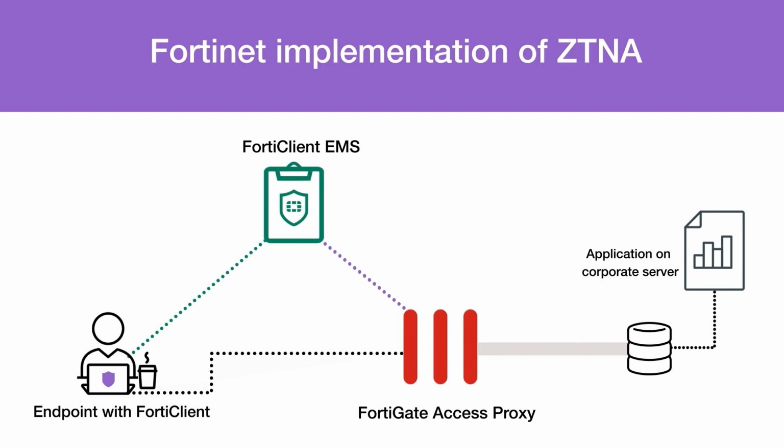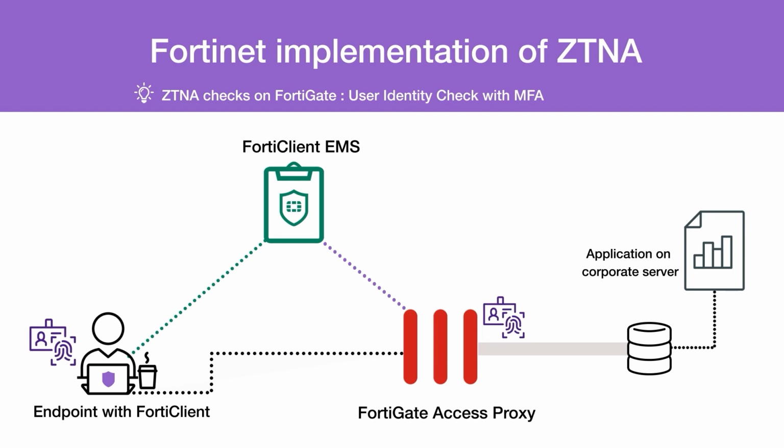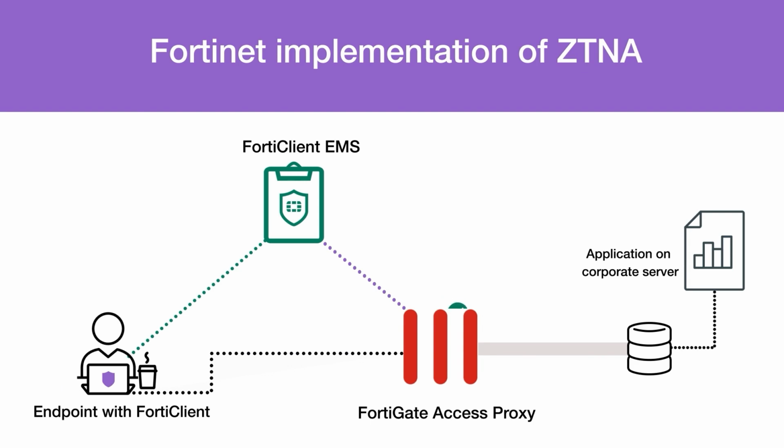When the endpoint sends a request to access the application, FortiGate performs the following checks. Device check, by verifying that the certificate information on the FortiGate matches the certificate on the FortiClient endpoint. User identity check with multi-factor authentication. Endpoint posture check based on the EMS tags. If the endpoint passes these verification steps, FortiGate grants access to the requested application.